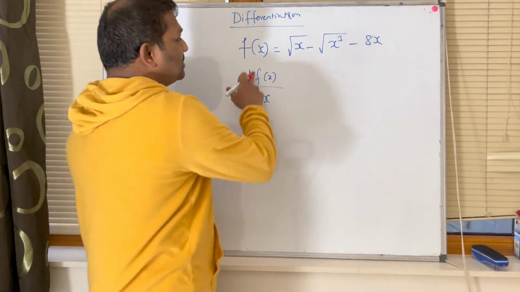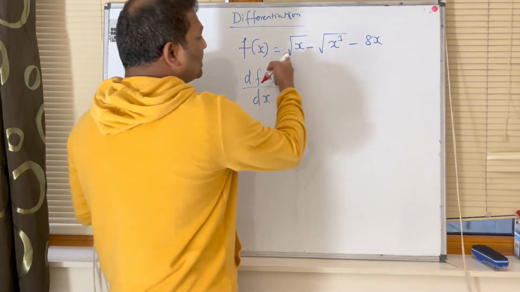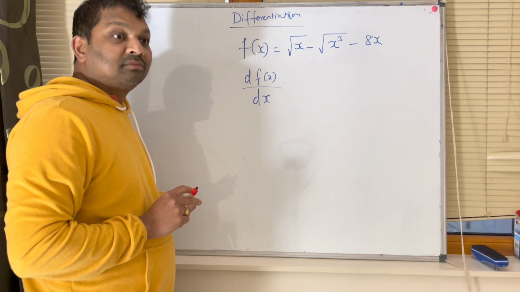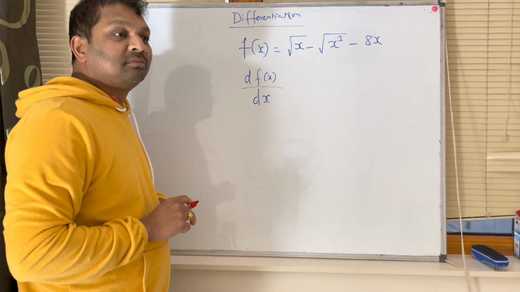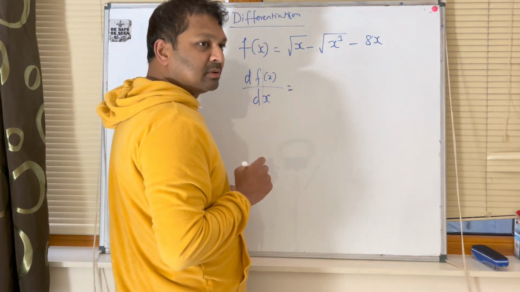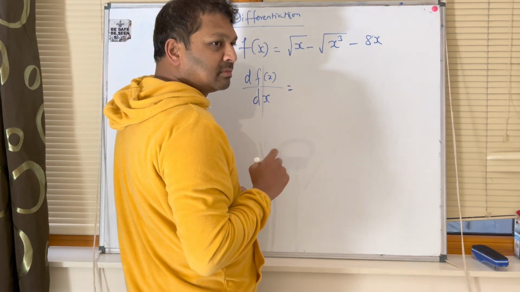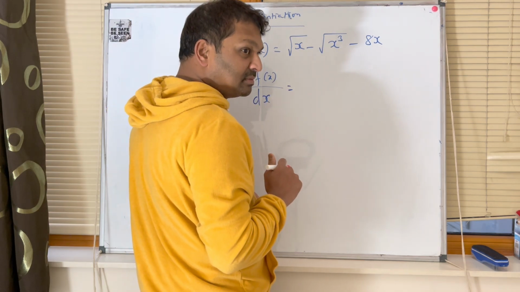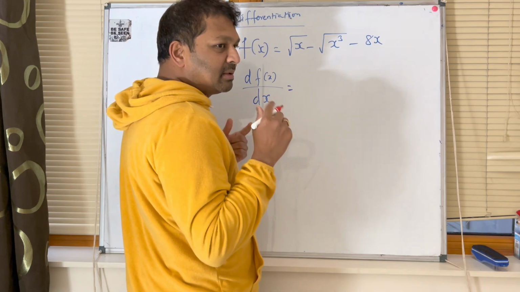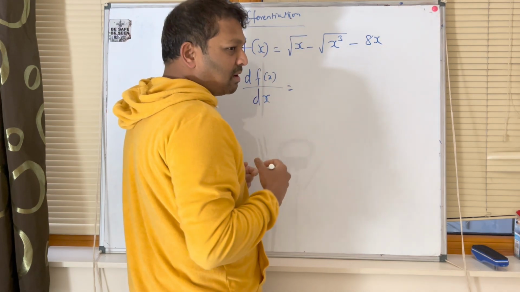So let's do the differentiation of f of x. What is the differentiation of square root of x? It is 1 by 2 times x to the power of minus 1 by 2. So this is given in this form, and we need to write it in the index form.